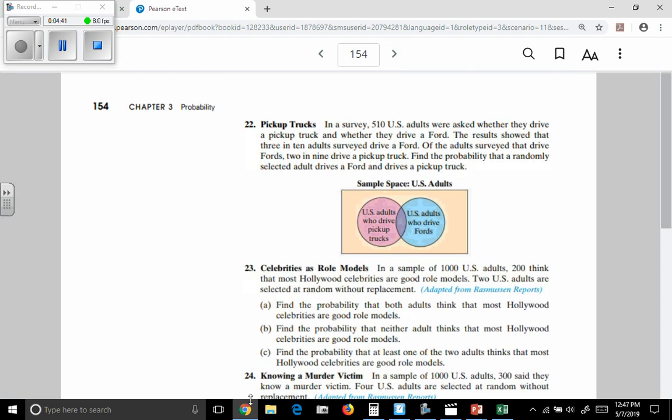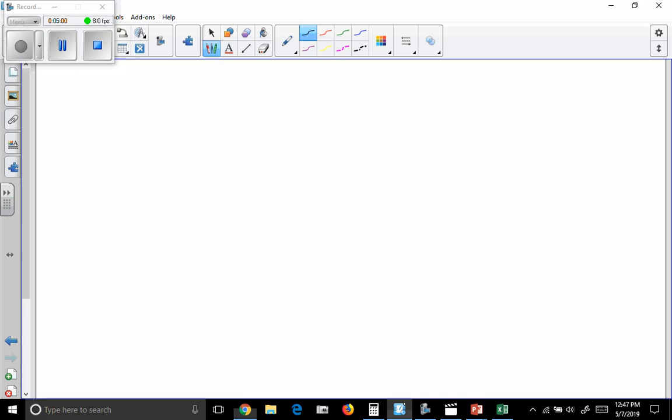Number 22 says, in a survey, 510 U.S. adults were asked whether they drive a pickup truck and whether they drive a Ford. So 2 questions. Do you drive a truck and do you drive a Ford? The results showed that 3 in 10 adults surveyed drive a Ford. So the probability of a person driving a Ford was 3 out of 10. Out of every 10 people, 3 drove a Ford.